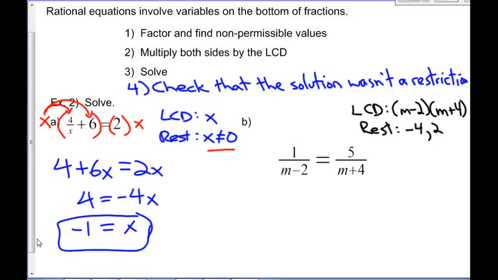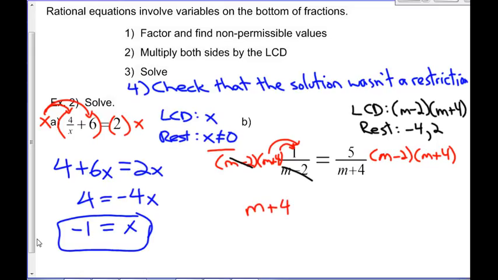So what I'm saying is we're going to multiply both sides by the LCD, m minus 2 times m plus 4. Okay. So that preserves our equality. We did the same thing to both sides. And you can see right here, m minus 2 on top, m minus 2 on bottom. Those are going to be gone. We'll just have m plus 4 times 1. So that'll give us m plus 4. On the other side, we'd have an m plus 4 on top and bottom. Those are gone. So what are we left with? 5 times m minus 2. So 5m minus 10.